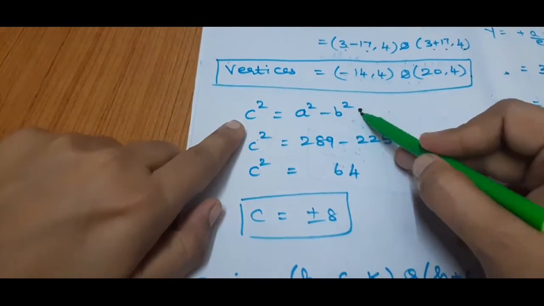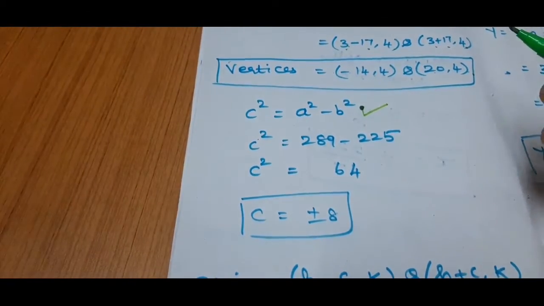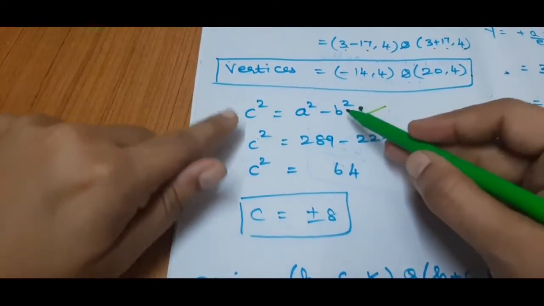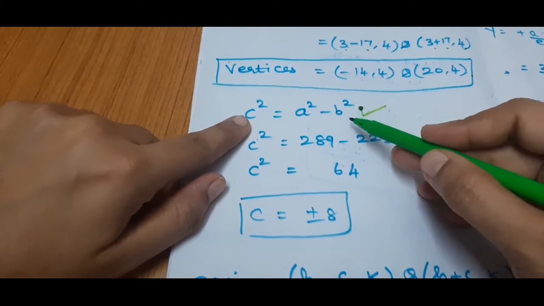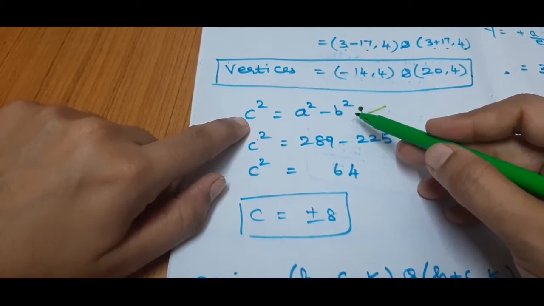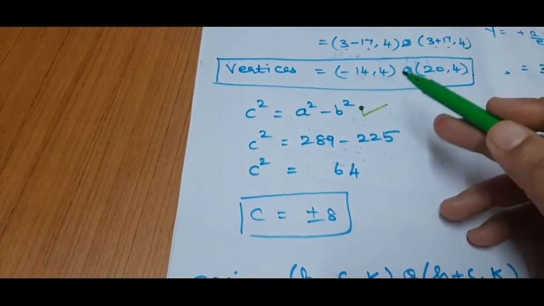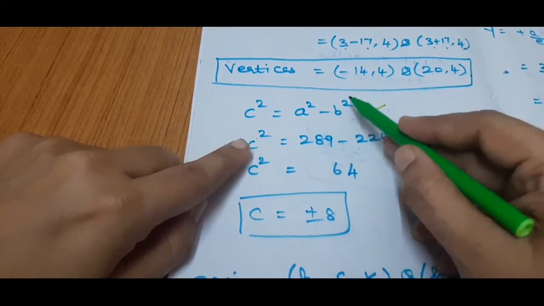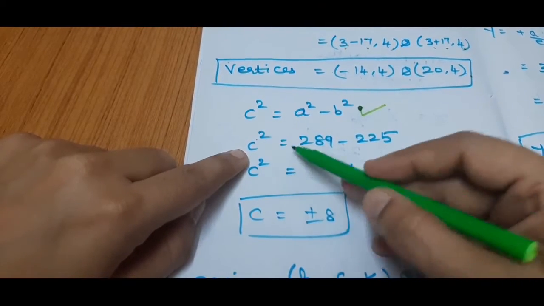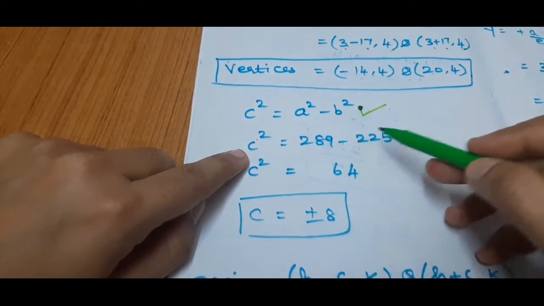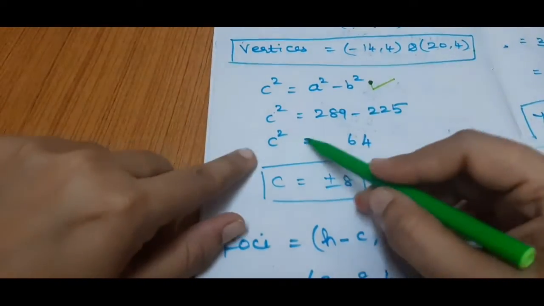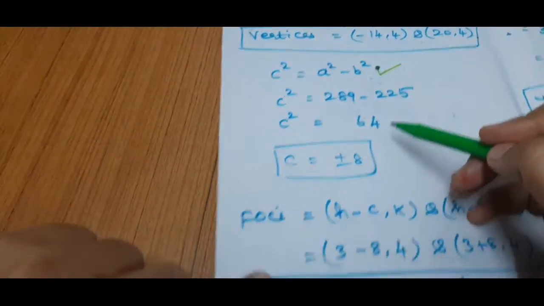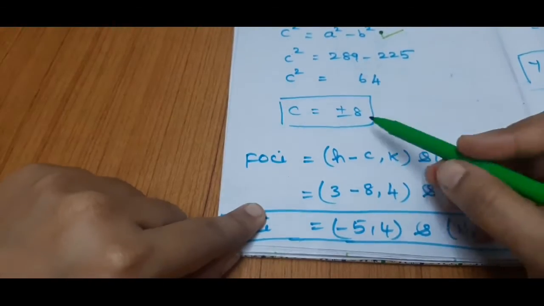Now c square I want to find out for the ellipse. For an ellipse, c square is a square minus b square. For a hyperbola, c square is a square plus b square. So this is the difference between the ellipse and the hyperbola. C square is equal to 289 minus 225, so c square is equal to 64. C is equal to plus or minus 8.